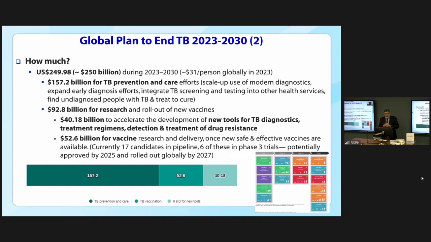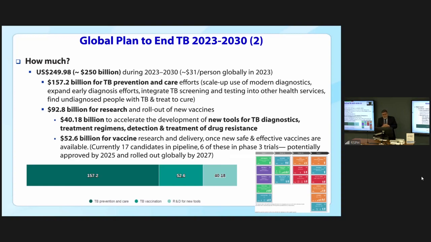The breakdown is to use 157.2 billion for prevention and care, scaling up modern diagnostics, expanding early diagnostic efforts, integrating screening and testing into other health services, and finding the undiagnosed people with TB and making sure that we treat to cure.